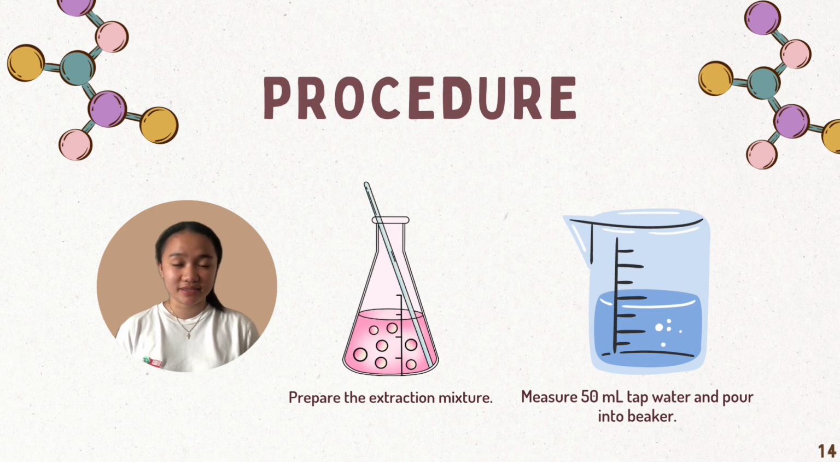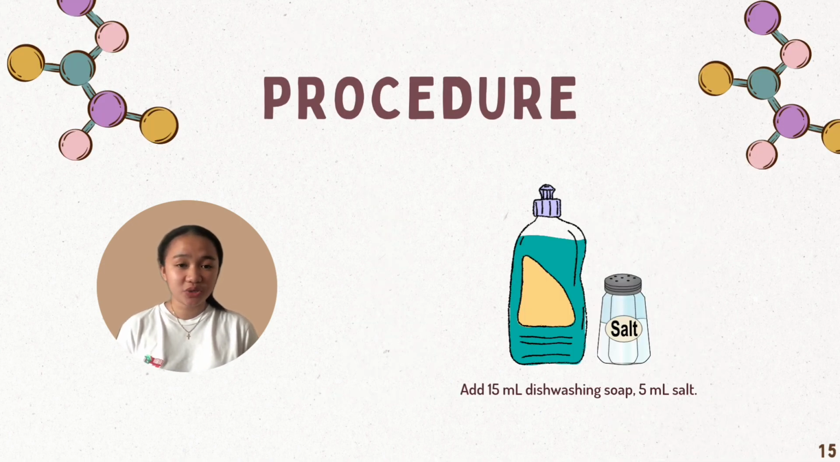Following the materials is the procedure. The procedure started with the preparation of the extraction mixture. The extraction mixture was prepared by pouring 50 ml of tap water into the beaker. Following that, 15 ml of dishwashing soap and 5 ml of salt were added.